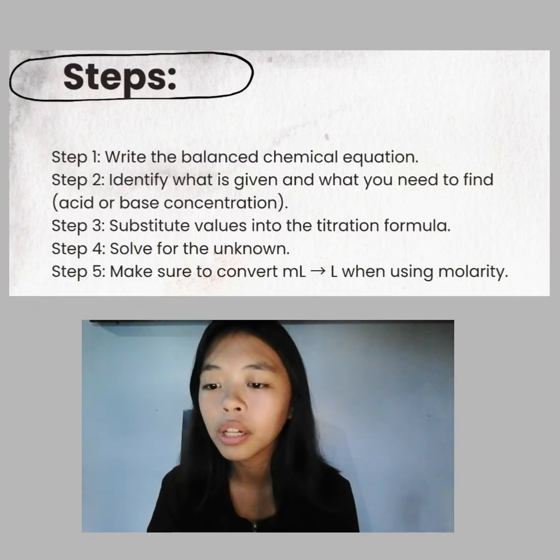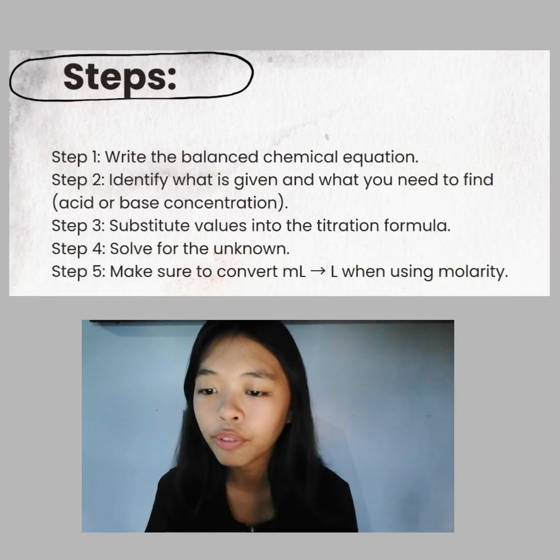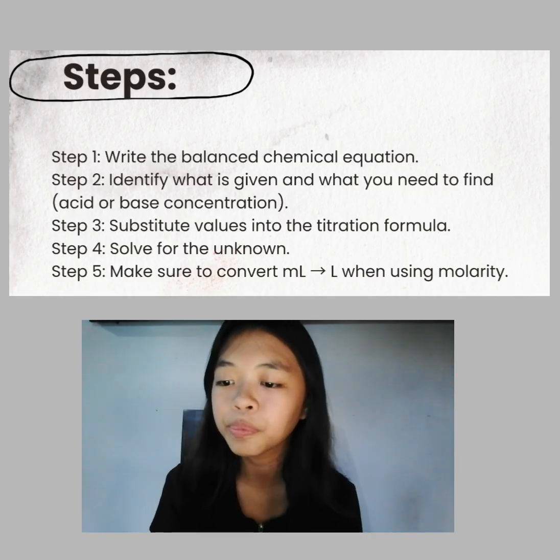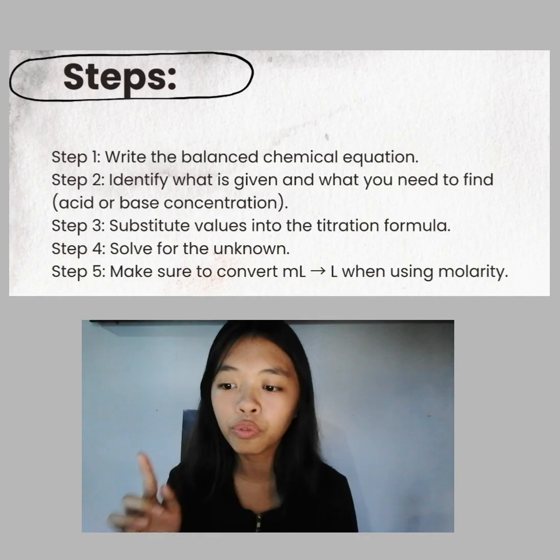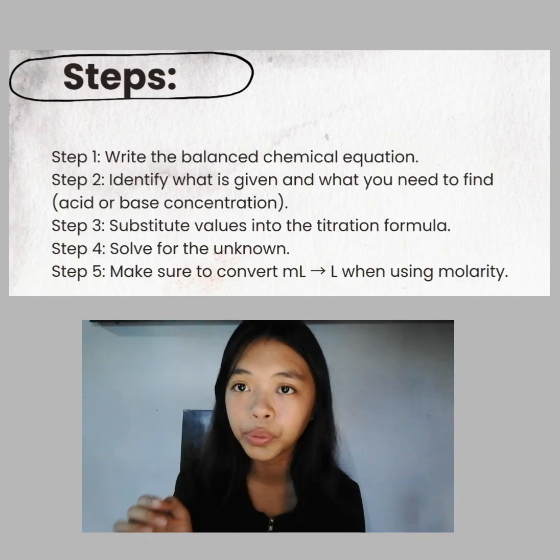Here is a simple step-by-step process to solve titration problems. Step 1, write the balanced chemical equation. Step 2, identify what is given. Step 3, substitute values. Step 4, solve. And step 5, make sure to convert milliliters into liters when using molarity.